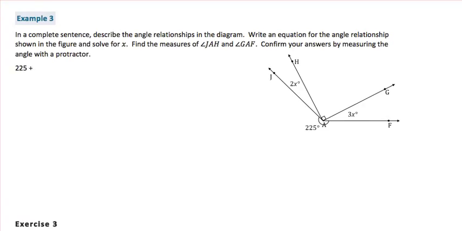225 plus 2x plus 90 plus 3x equals 360 degrees. We'll combine our like terms. So we got 5x plus 315 equals 360. So it follows that 5x is equal to 45, and x is equal to 9 degrees.